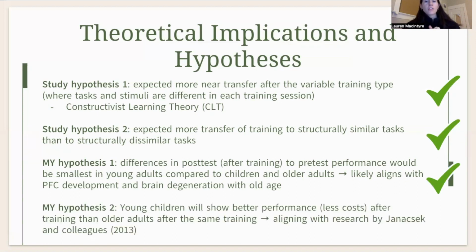And then my second hypothesis was only partially correct. It was that young children will show better performance after training in comparison to the older adult group. This was only true when variability was used. Otherwise, there were no significant differences in the training types and performance.